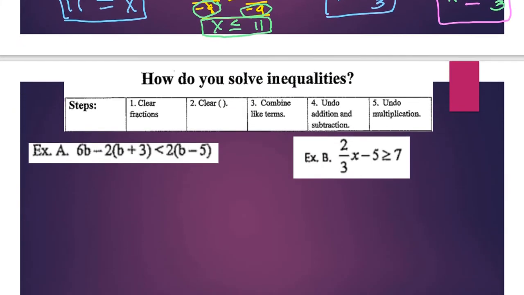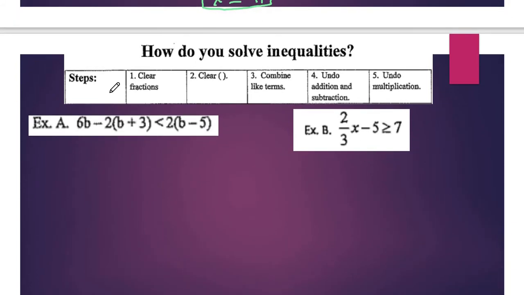Now, here's what we're going to do. Just like I just showed you how to solve inequalities, we're going to follow these steps across here. So the first thing we're going to do is clear the fractions or parentheses, and we don't have any fractions in this one. So when I clear the parentheses right here, I'm going to bring down my 6b, and I'm going to make that a capital B so you can tell the difference.